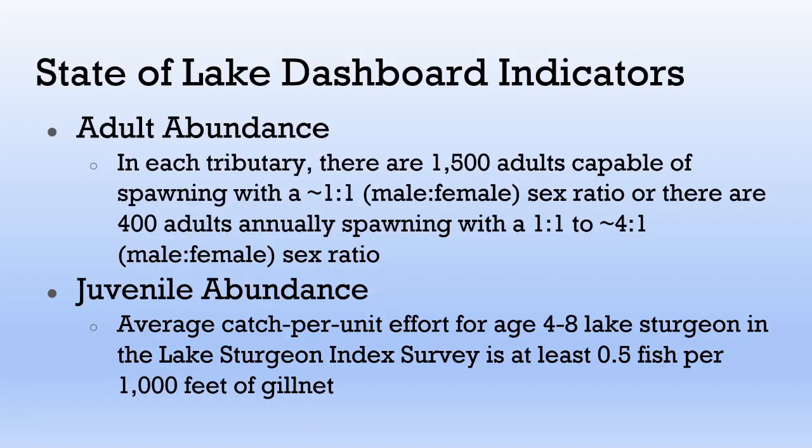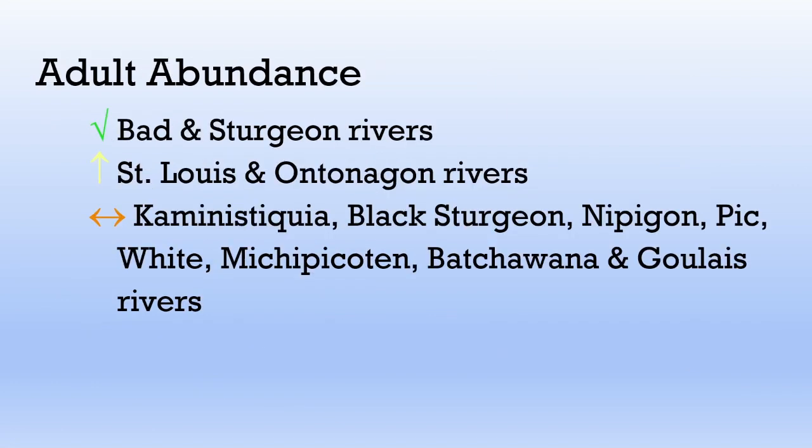The Lake Superior Committee has approved 2 State of the Lake dashboard indicators for lake sturgeon. One is an adult abundance indicator and the other is a juvenile abundance indicator. The adult abundance indicator is 400 adults that spawn annually in a given tributary, or 1,500 adults in total. And the juvenile abundance number is based on our juvenile index survey, which I'll also be talking about later. It's half a fish age 4 to 8 in our standardized juvenile index net. And I'll be going over some data for what we have for both of those during the talk.